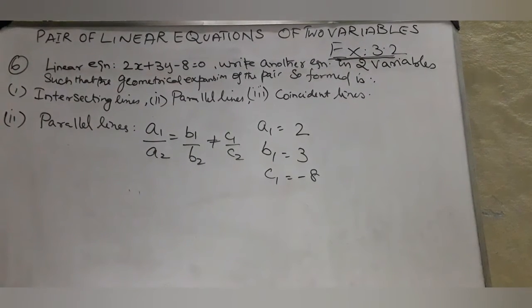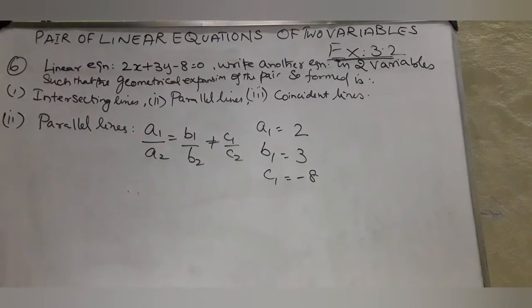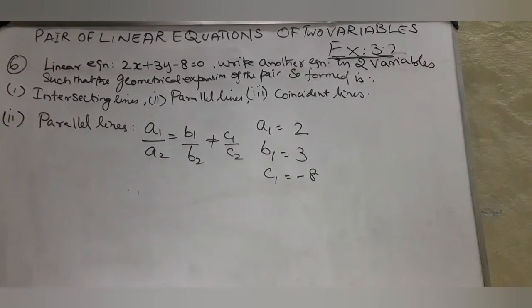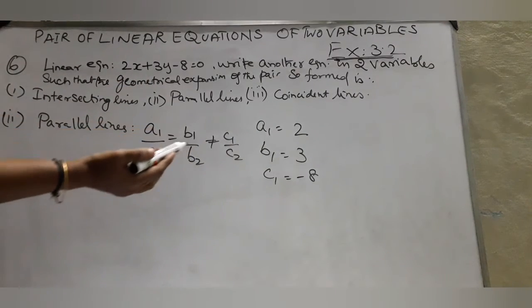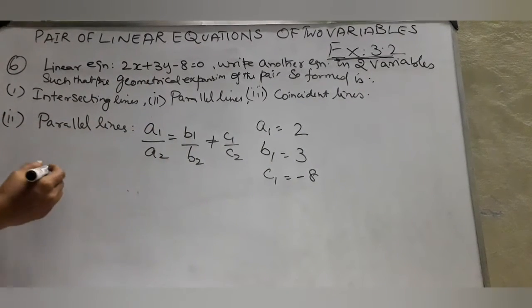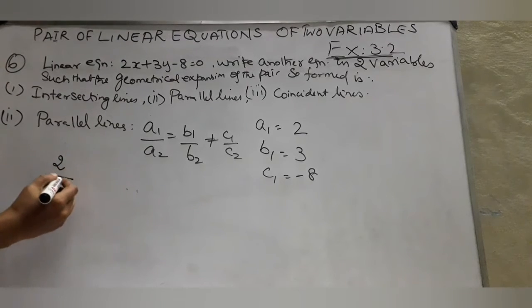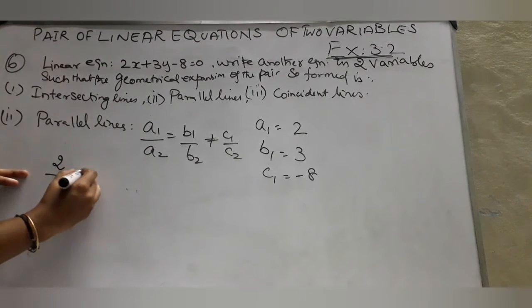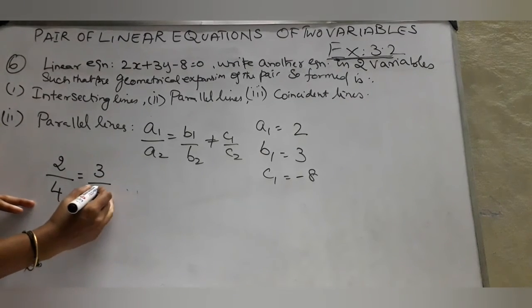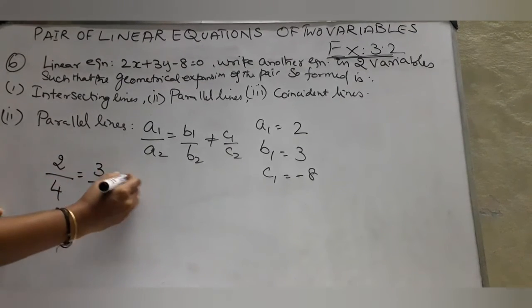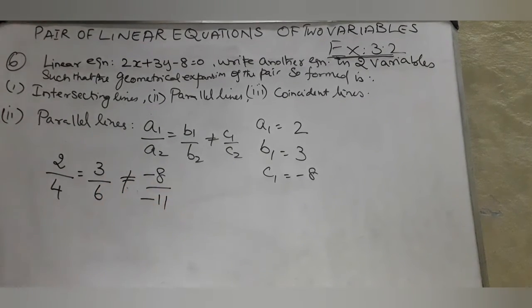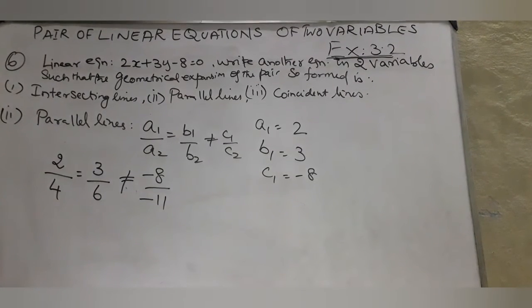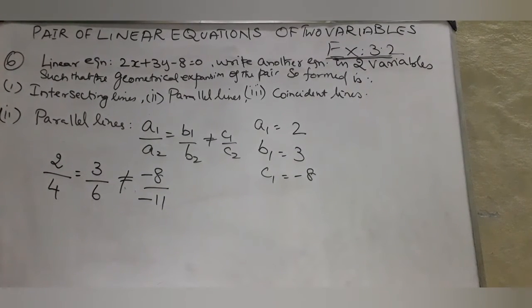Now, the second condition is parallel lines: A1 by A2 is equal to B1 by B2, which is not equal to C1 by C2. We have to frame another equation according to this condition. Now, A1 is 2, B1 is 3 and C1 is equal to minus 8. So, 2 by 4 is equal to 3 by 6. These are in similar ratio, but it should not be C1. C2 can be any number, 11 or any number other than 0.